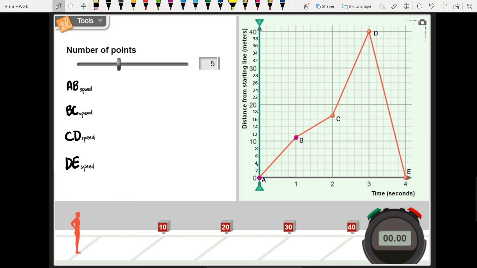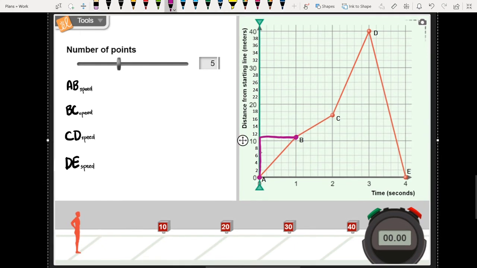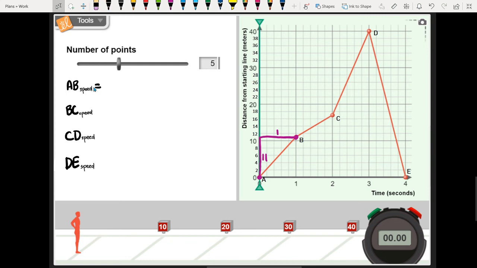I can now do rise over run. I go up and I go over. What was my rise? I went from 0 to 11. So my rise is 11. What was my run? I went from 0 to 1, so my run was 1. Now over here with AB, I'm going to write, what was my distance? My distance was 11 meters, rise. So 11. What was my run? What was my time? It was 1. So 11 over 1, or 11 meters per second. That is my speed. It's the same as rise over run, the rate of change.